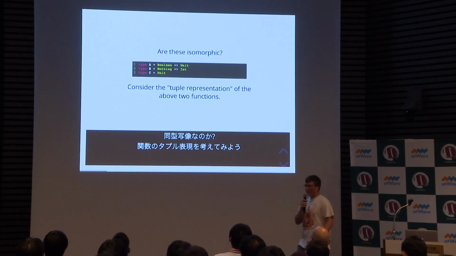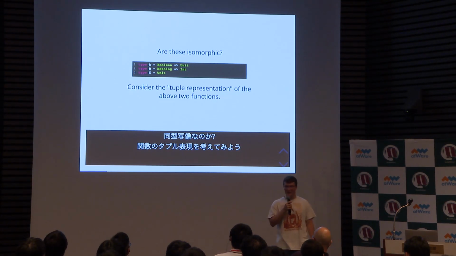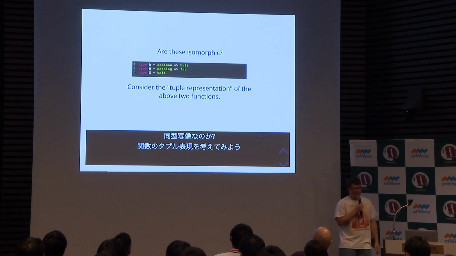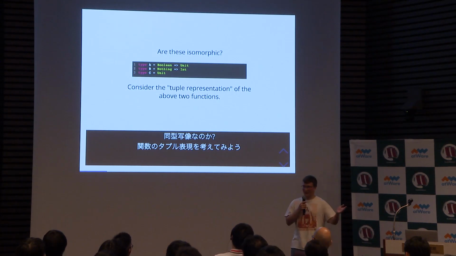Okay, let's look at a more complicated example. Now, here things get a little bit tricky. If you know category theory, you know that nothing is an initial object, and unit is a final object in the category of, like, Scala types. Which means that there is only one arrow, one morphism going to unit, and only one arrow going from nothing to any other object, right?